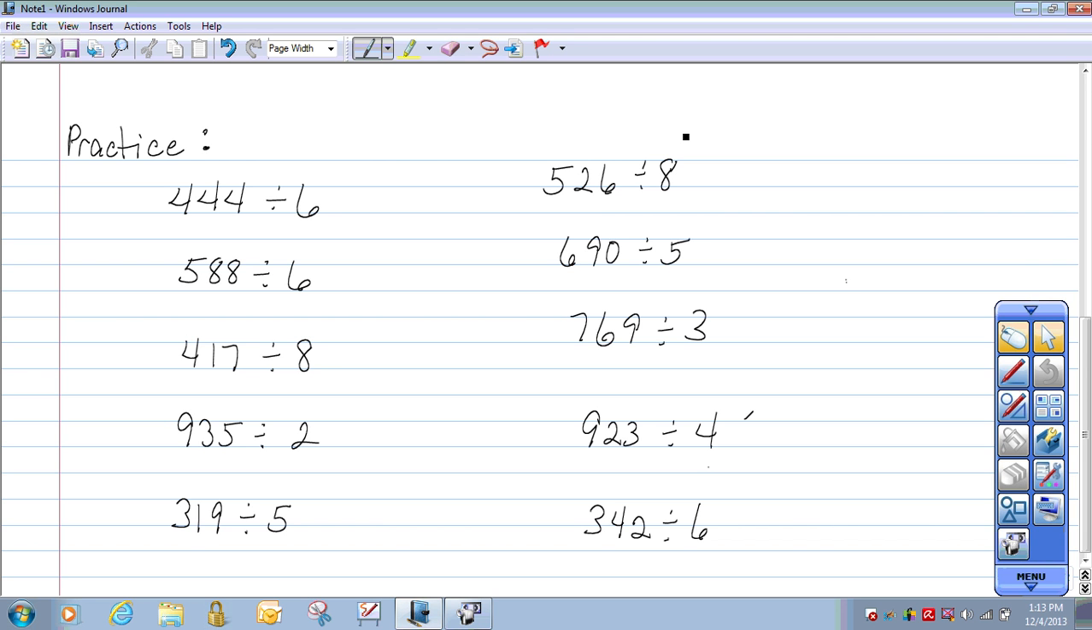So practice these problems, consult with your teacher as to how many or which ones she wants you to do, and that's the end of this lesson.